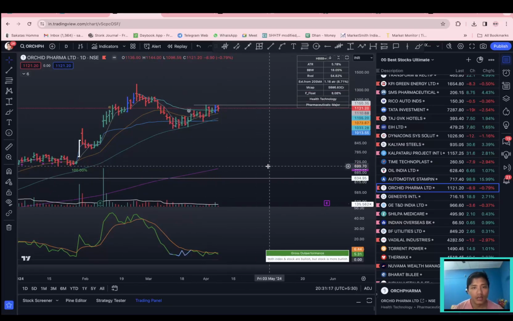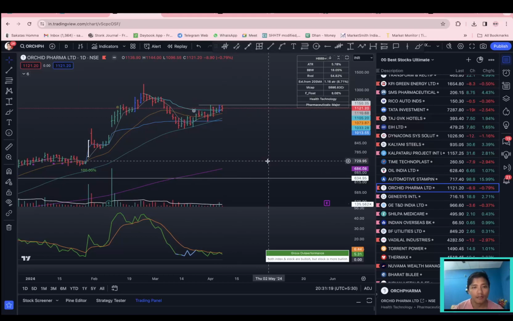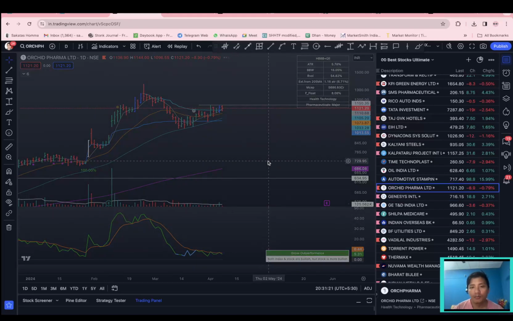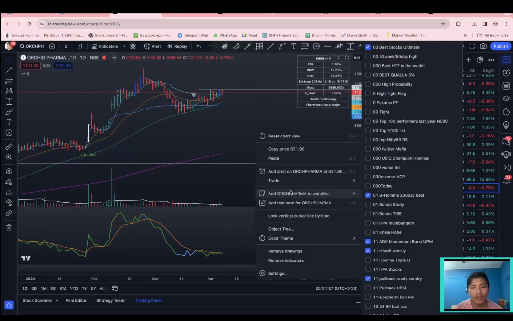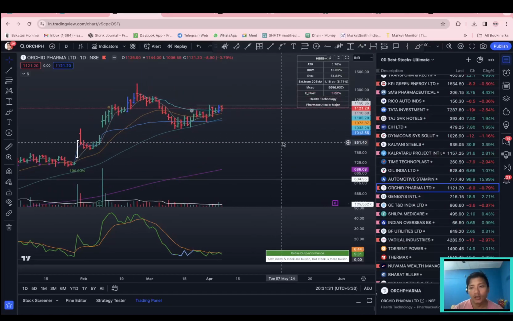Orchid is something I'm interested in. So 1, 2, 3, 4, 5. 5 days of very tight action. So this is also possibly in the list. Come on, add Orchid Pharma. Okay, this is not. So I'll quickly put that on the tight list.